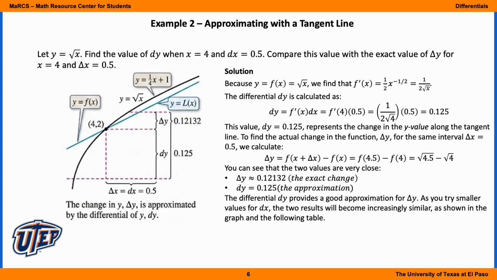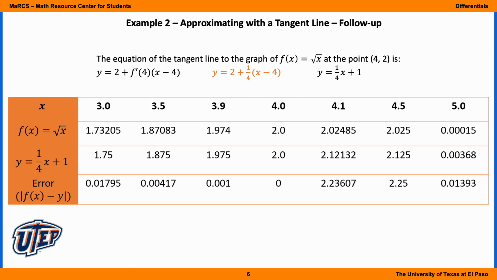So delta y is equal to approximately 0.12132, the exact change, and dy is equal to 0.125, the approximation. So the differential dy provides a good approximation for delta y. As you try smaller values for dx, the two values will become increasingly similar, as shown in the graph and the following table.